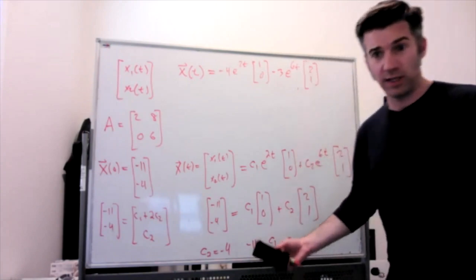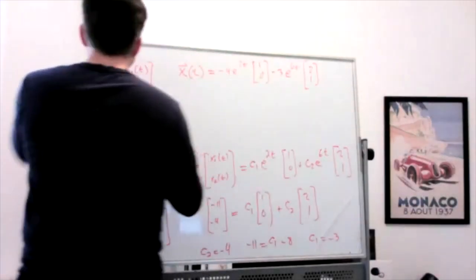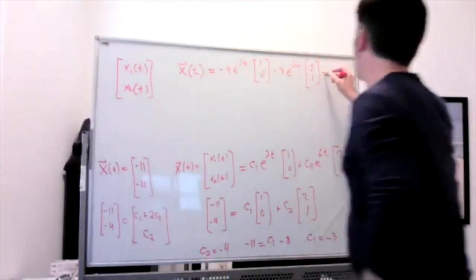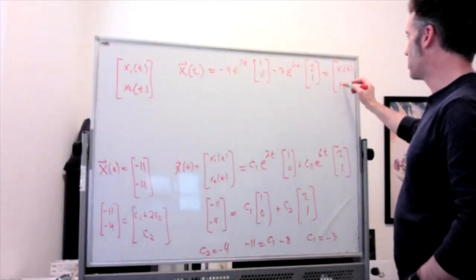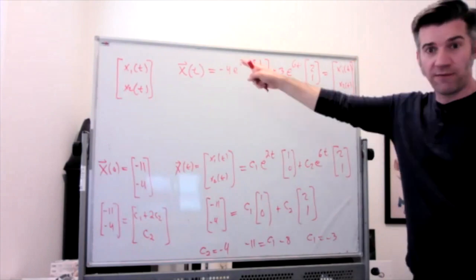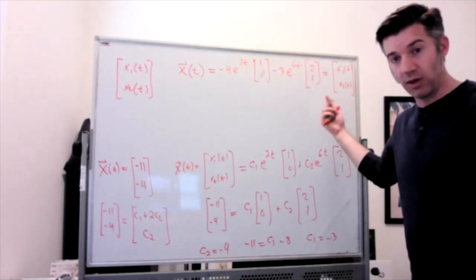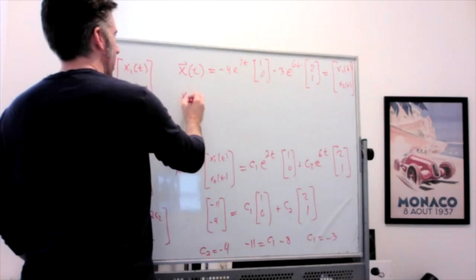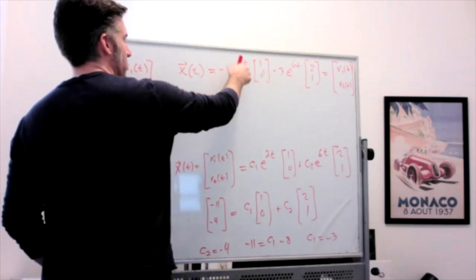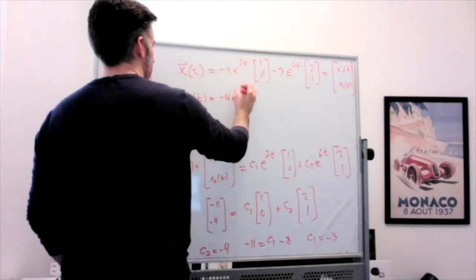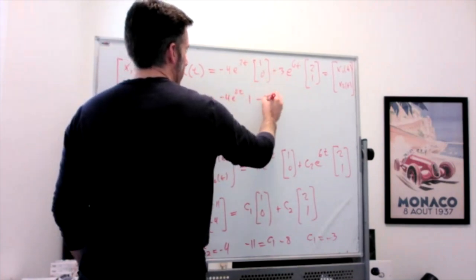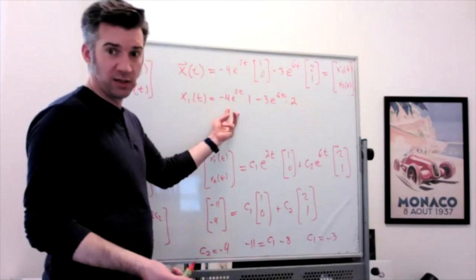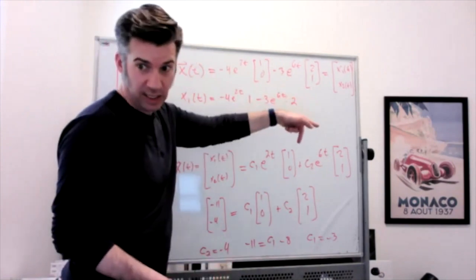However, that's not how they're asking you to write your answer in this problem. The question specifically asks, what is x1 of t and what is x2 of t? So then you have to remember, this is what x1 of t, x2 of t is equal to. The top row component is the x1 component, and the bottom row component is the x2 component. So x1 of t is -4 e to the 2t times 1 minus 3 e to the 6t times 2, which I would simplify as -4 e to the 2t minus 6 e to the 6t.